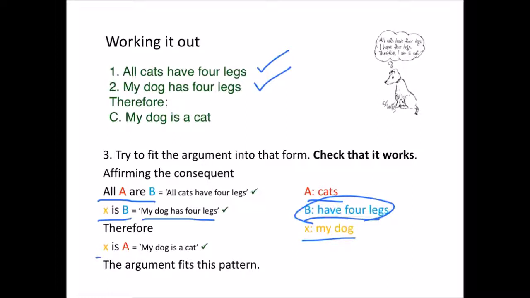That's exactly what the second premise says. And now we look at this conclusion. X is A. Again, X is my dog. A is cats. So this should mean my dog is a cat. Is that what the conclusion says? Yes, it is. It says my dog is a cat. So this argument we've now shown does fit this pattern, affirming the consequent.